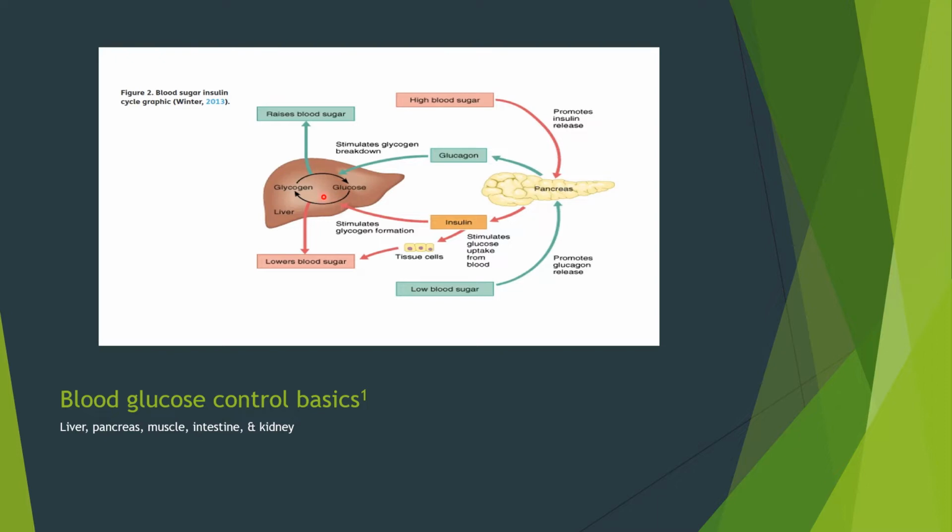It stimulates glycogen formation in the liver, so that the liver is kind of a central regulator of blood glucose levels. It stores glucose as glycogen to release glucose into the bloodstream later. The storage form of glucose is glycogen. You store it in your liver and your muscles as well as other tissues, but those are the primary depots of stored glucose as glycogen.